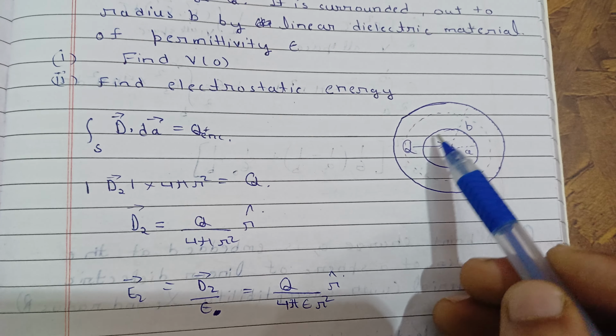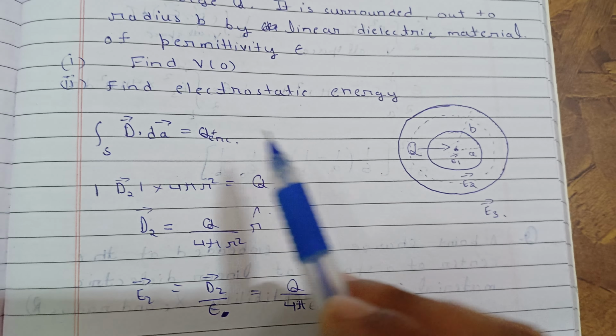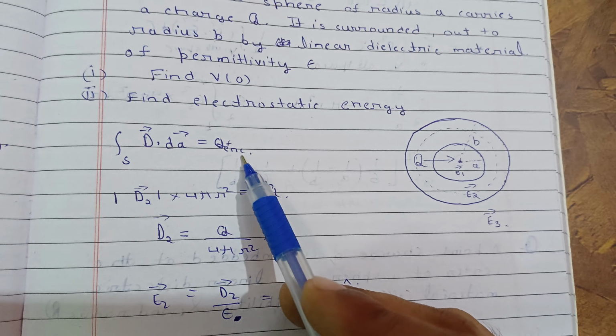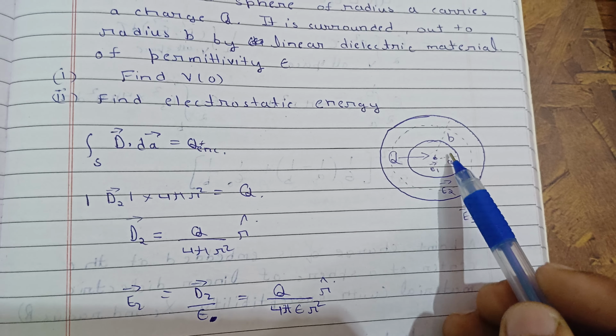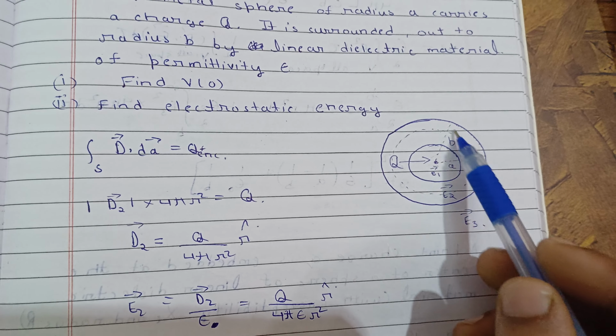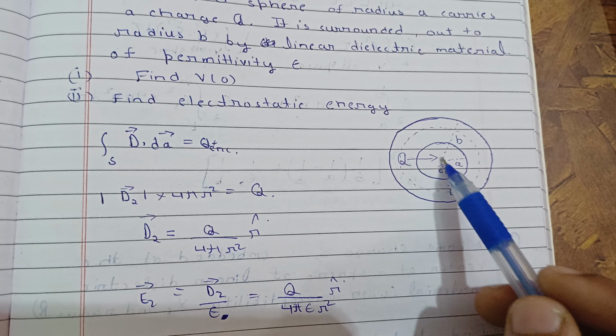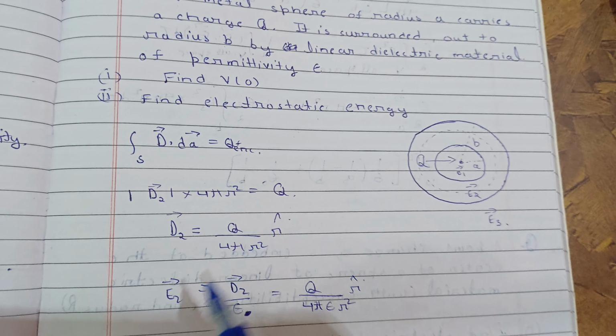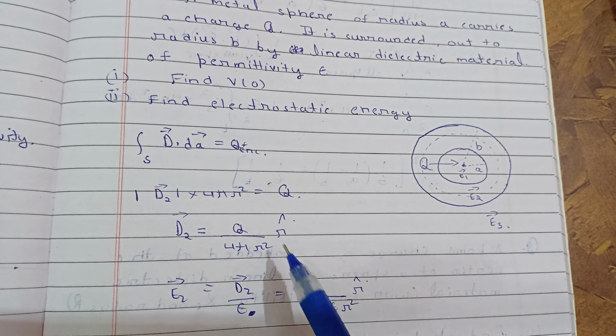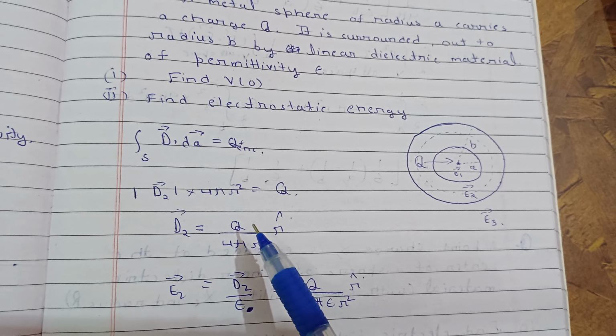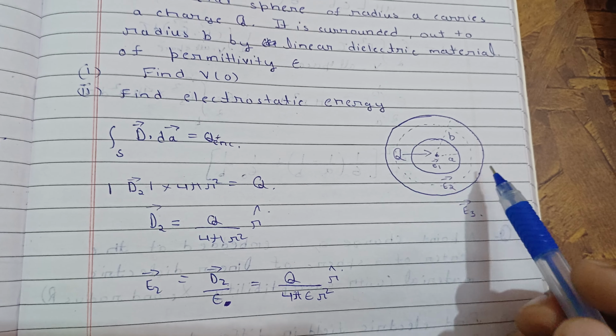Now you don't need to calculate the bound charge, because this equation is valid for the free charge only, meaning D depends only on the free charge. The free charge on this sphere is q, so inside this sphere the total free charge will be q. So you just write it equal to q. So D2 will be q by 4 pi r square r cap. Now you have the D vector, so you can calculate the electric field in every region.